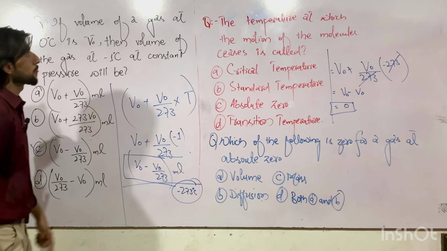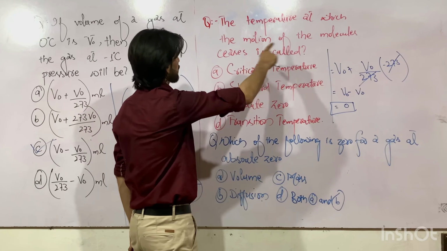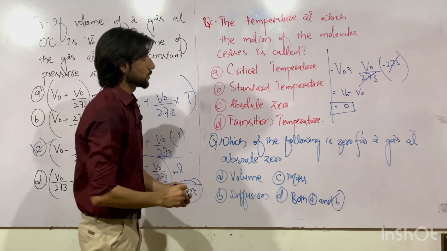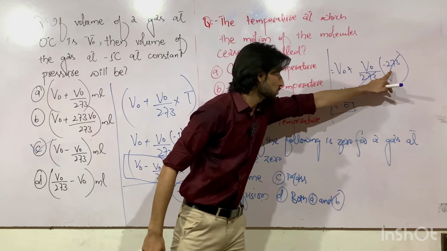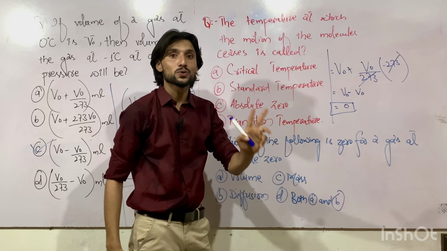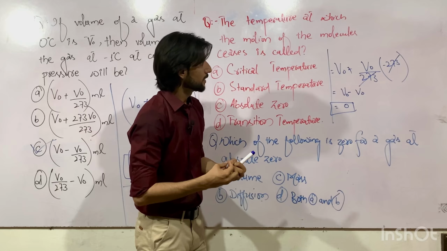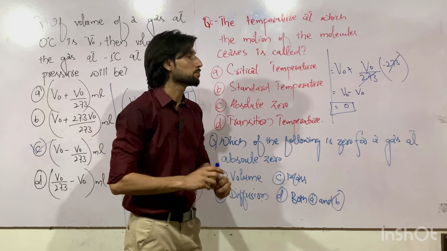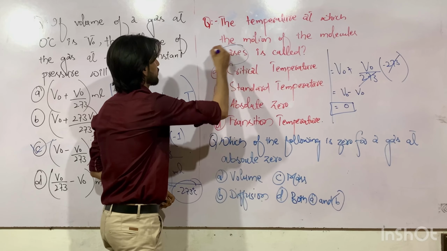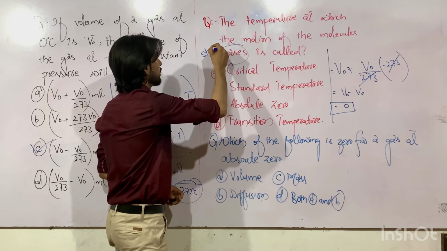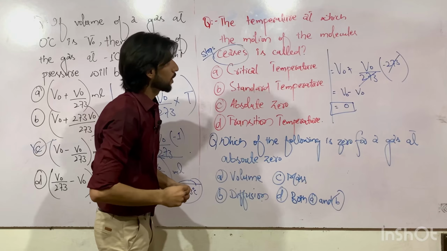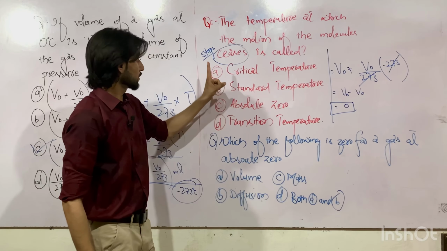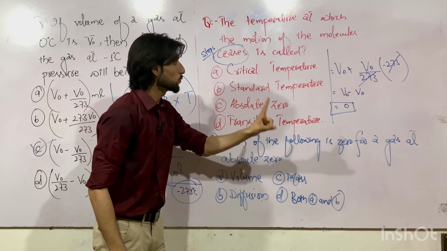So option C. The next question is, the temperature at which the motion of the molecule ceases is called? This temperature, minus 273, is called absolute zero, because at this state all the motions of the molecules cease. Cease means stop. So all the motion of the molecule stops, and this temperature is called absolute zero.